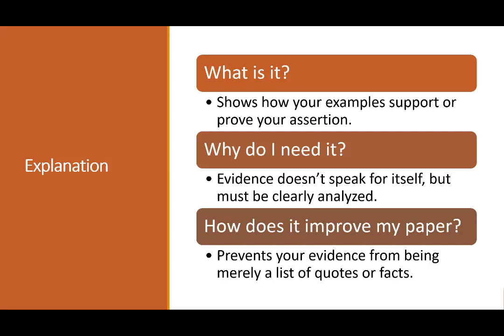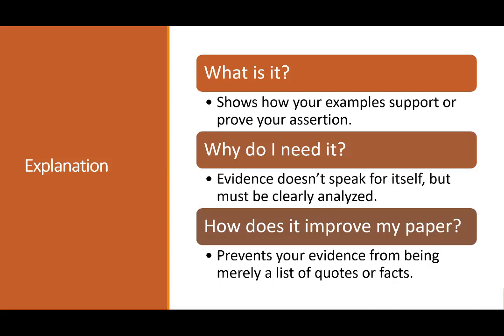I usually say for every direct quote or piece of evidence you use, you should have 2 or 3 sentences of your own analysis telling us why it's important, why you chose this quote, why it is significant to what you're saying. Otherwise, you're going to have basically a list of quotes or facts. And this doesn't improve your paper because your reader could probably go look those things up for themselves. What they want to know is, how are you interpreting this evidence?